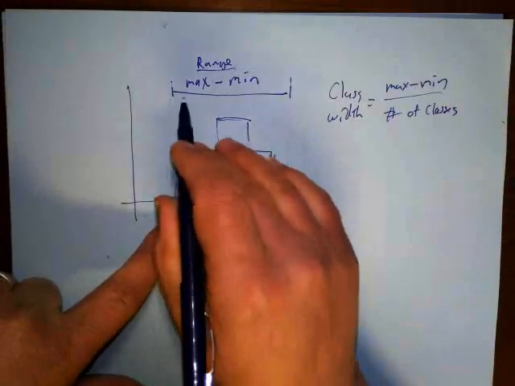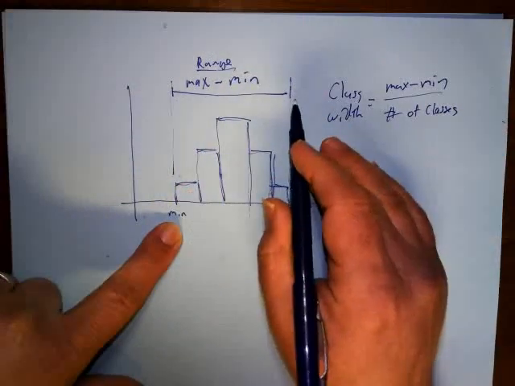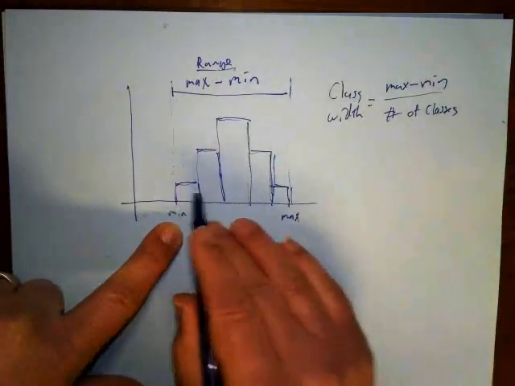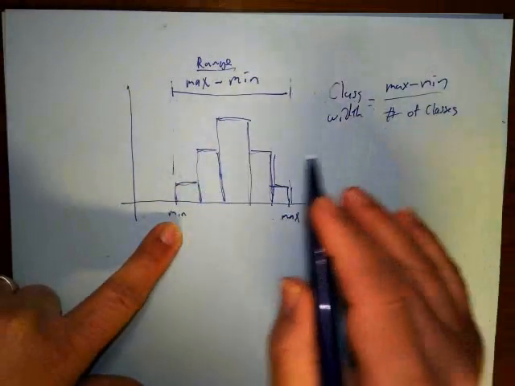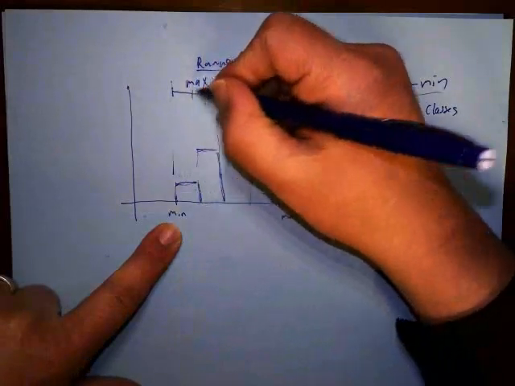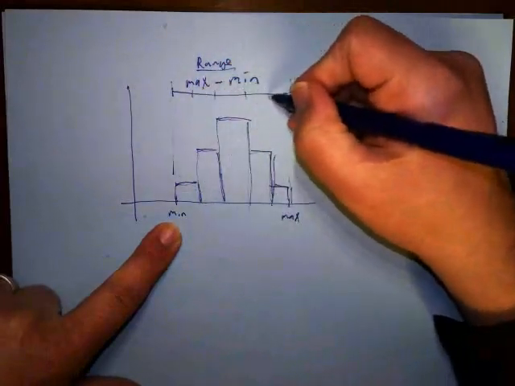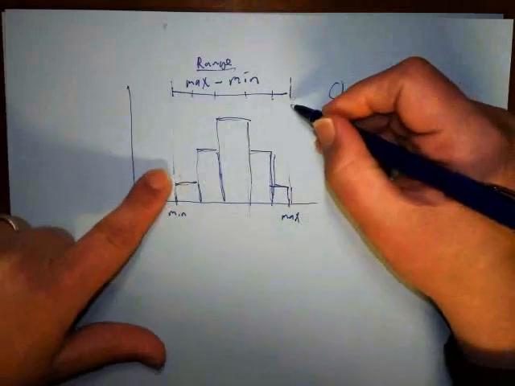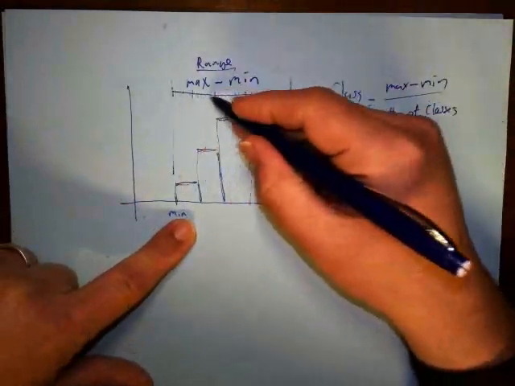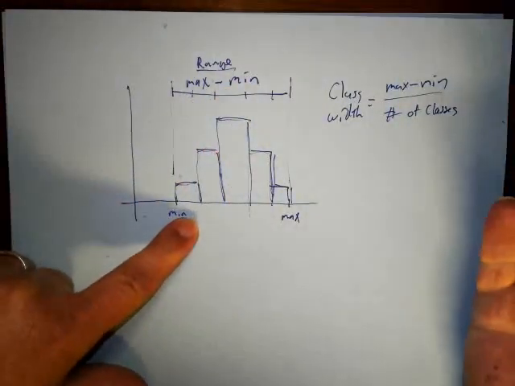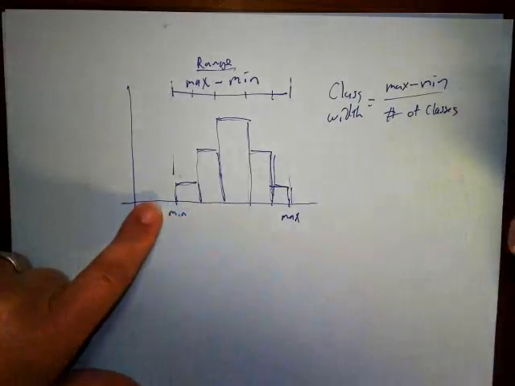And so what I'm doing is I'm taking this distance and breaking it into 5 pieces, right? And that's going to give me the width of each of these classes. You're breaking that distance when you divide by 5. And that's how you get the class width. So it's not rocket science here or anything.